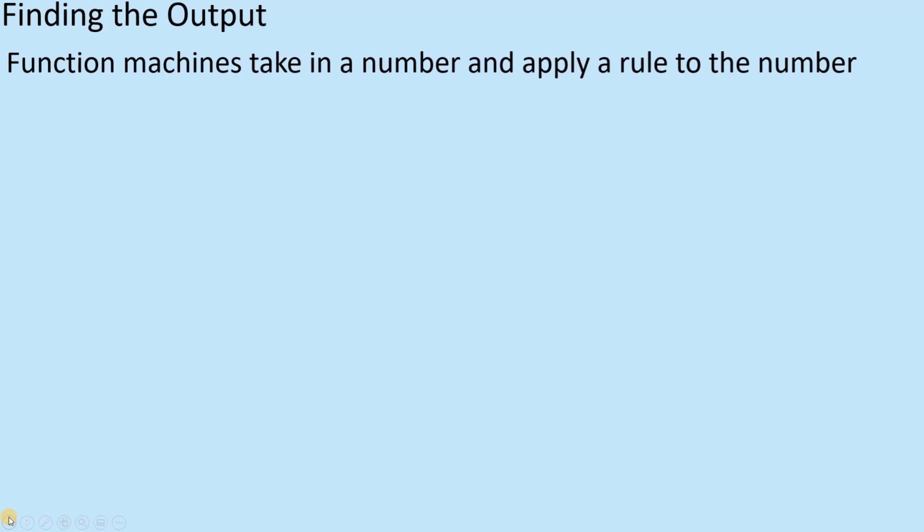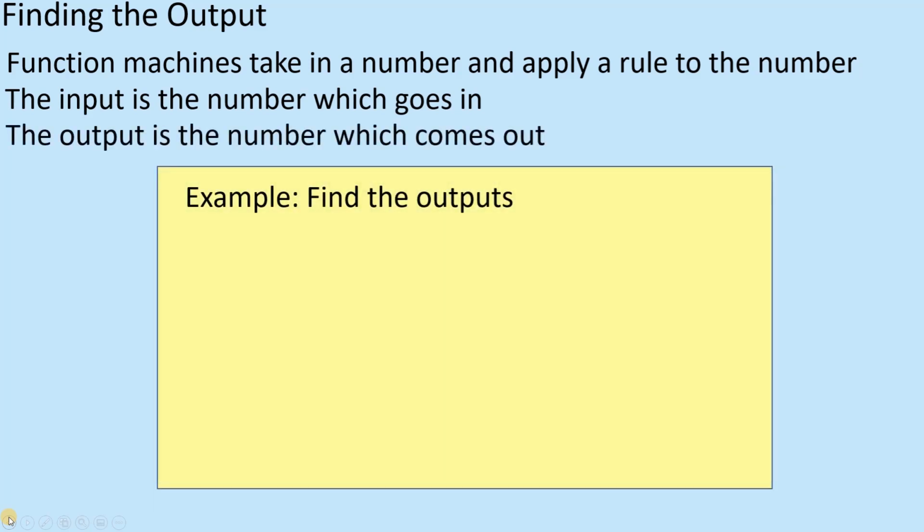A function machine takes a number, applies a rule, and then spits out a result. An input is the number which goes in, and an output is what comes out, and there's often a rule that sits somewhere in between. Really straightforward.